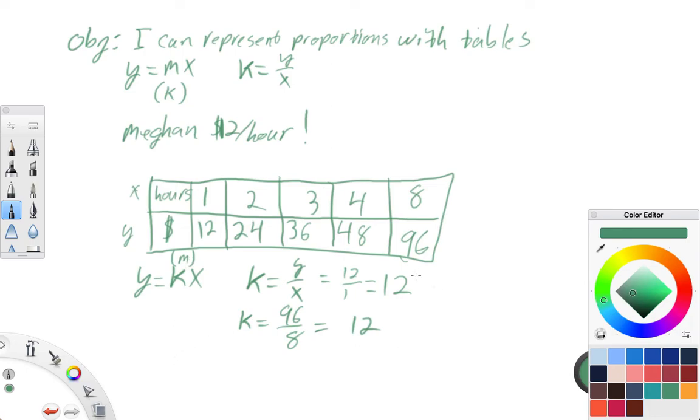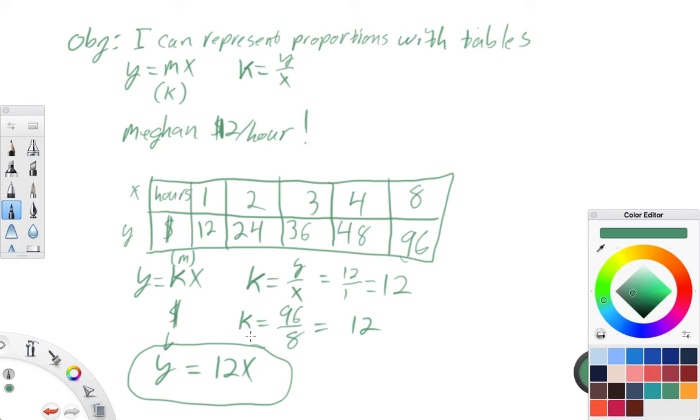And so if we were to write our equation, we're going to say, well, the amount of money that Megan makes, her riches, come from this equation, 12 times the number of hours that she works. And that's all there is to the equation, y equals 12x. And then we can plug in any number of hours, and that will give us how much she makes. That's just an intro on how to make the table.